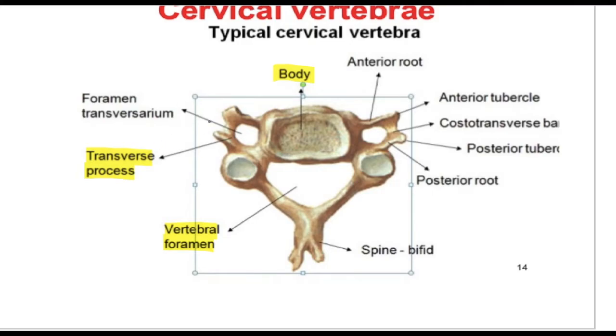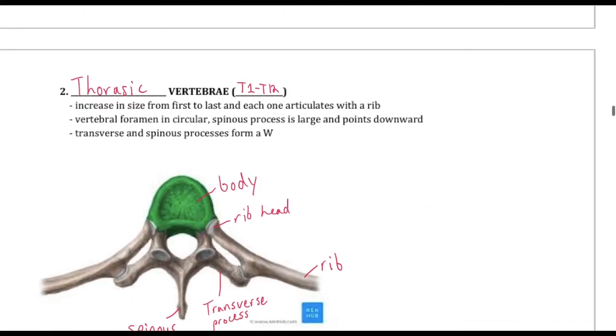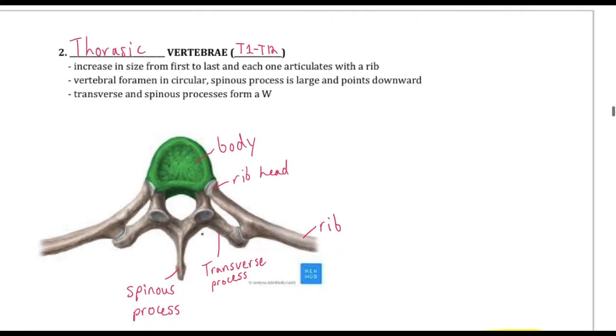And so what I've done is I've highlighted things that you need to know, like the body, the transverse process, the vertebral foramen. So now let's look at the thoracic vertebrae. Now, within the thoracic vertebrae, though, we're going to have a little extra attachment here. Okay, now there are 12 of them. They're going to increase in size from first to last. Okay, that articulates with a rib. So when we start at T1, that's going to be our first rib on our body. Imagine how that works, right?